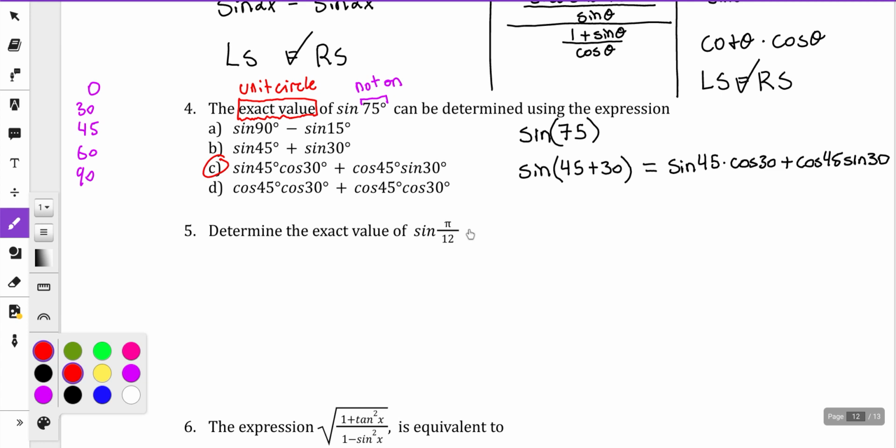Now, why would that be useful to you? If this was a written response question, they could definitely ask you the exact value of sine 75. Why would we want to change it to something that's on the unit circle?